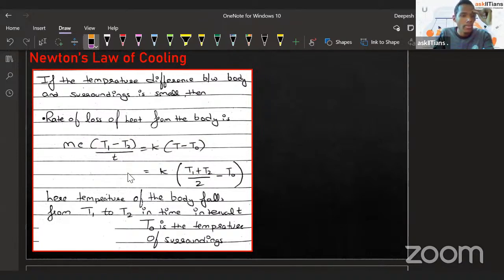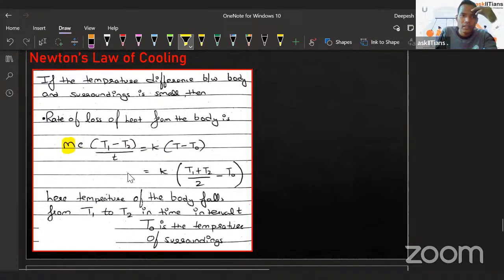Now, how to use it is a big question. Very important, have a look at it. Over here, a lot of things you already know. That is, M is the mass, C is the specific heat, K is the constant. Okay, K is the constant. These three things you already know. But what are T1, T2, T0?